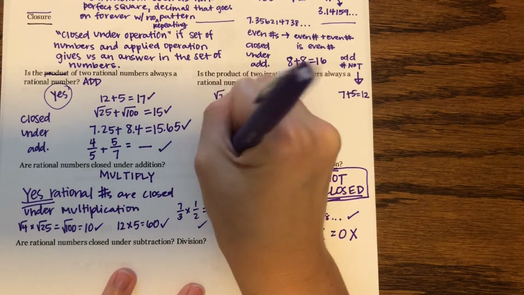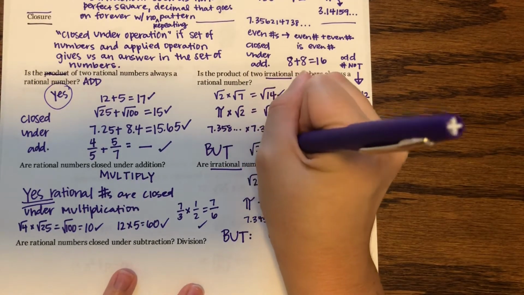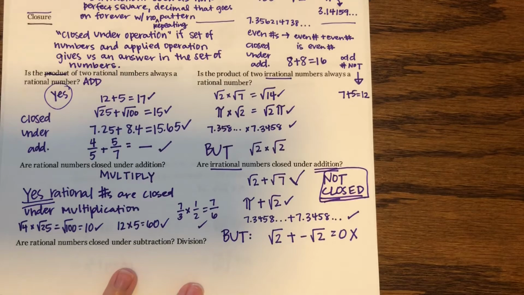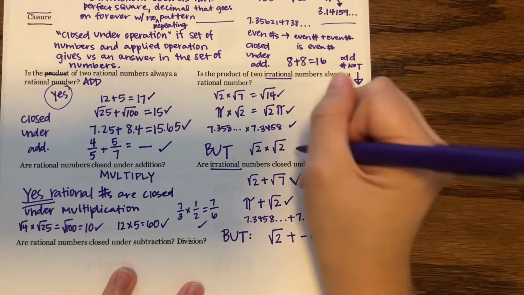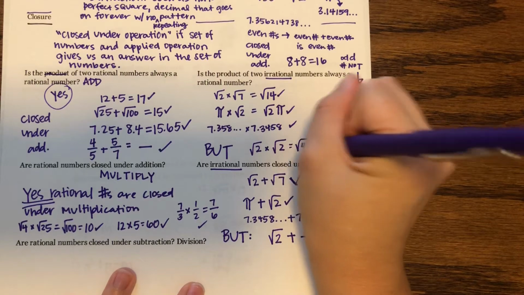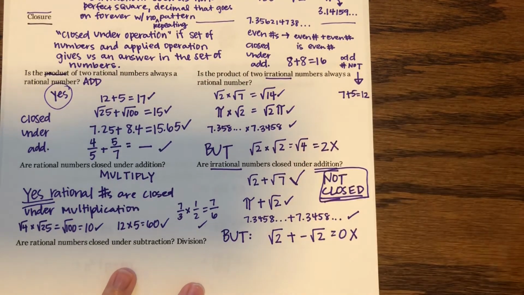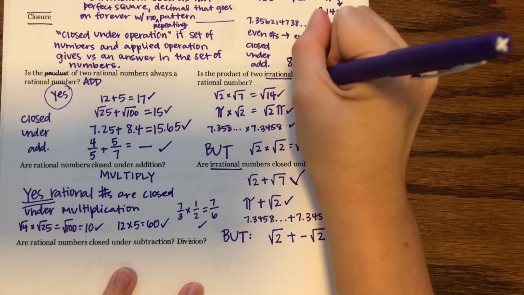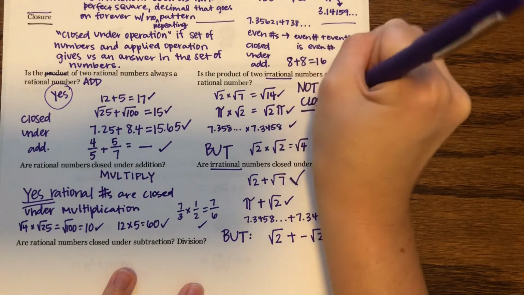But if we follow the same logic, what if we did the square root of 2 times the square root of 2? So we did an irrational number times an irrational number. We're going to get the square root of 4, which equals 2. This is a rational number, okay? So again, not closed.